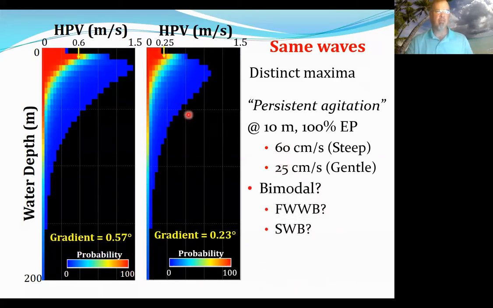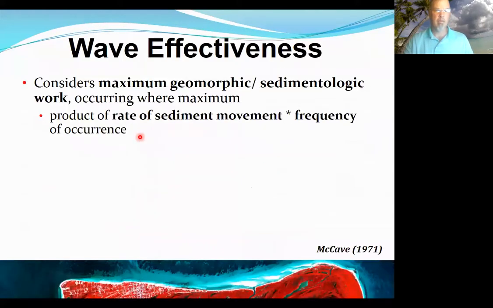And is this bimodal? Do we see a distinct storm wave base and Fairweather wave base? No, rather it's a continuum. It's not a distinct bimodal distribution. So maybe we're looking at this wrong. And McCabe published a paper.